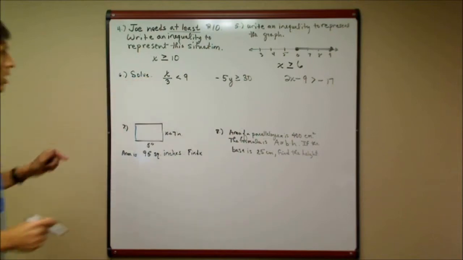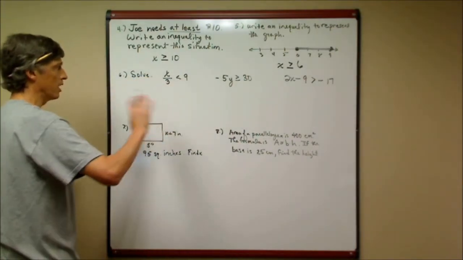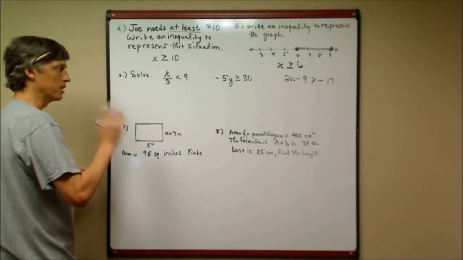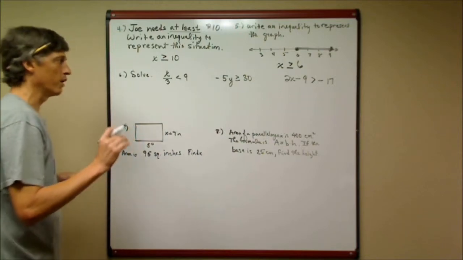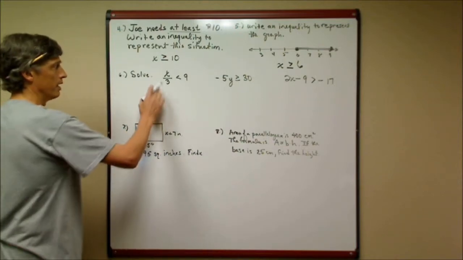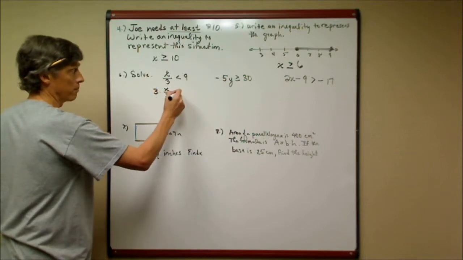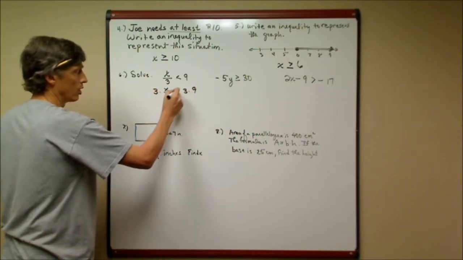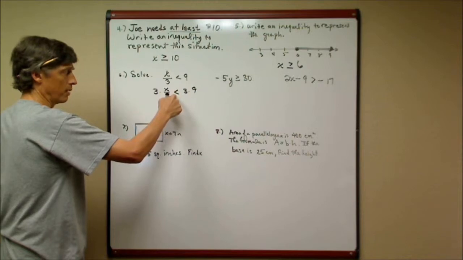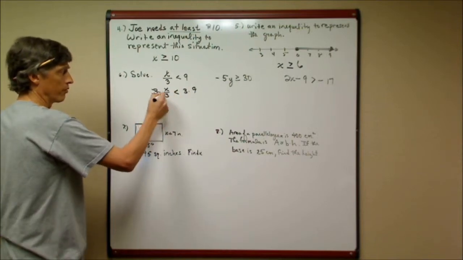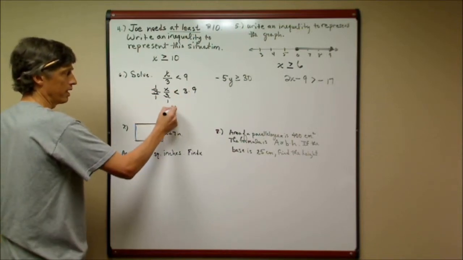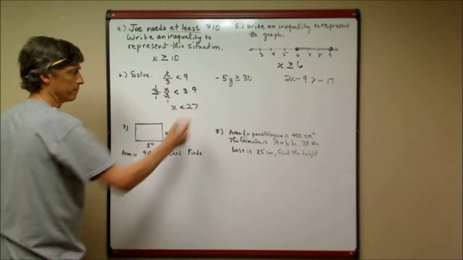I have 3 inequalities here that I'm going to solve. Anytime you're solving an inequality, be careful. You solve them like equations, but you have to be very careful if you multiply or divide by a negative. Here, to solve this, I'm going to multiply both sides by 3, which is positive, so the inequality sign stays the same. It's called same order. The 3's cancel, as a factor of 1, and I get x is less than 27.